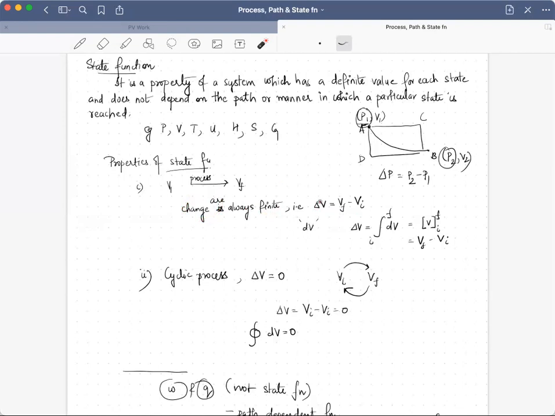Okay, so this is possible only for state functions. The common state functions that you come across are pressure, volume, temperature, and internal energy, enthalpy, entropy, free energy. These are some of the state functions. They all have this property that they are dependent only on the final and the initial values. They are not dependent upon the path or the process that it undergoes to reach that change in state.